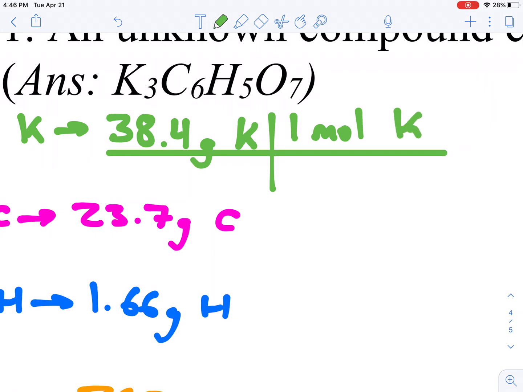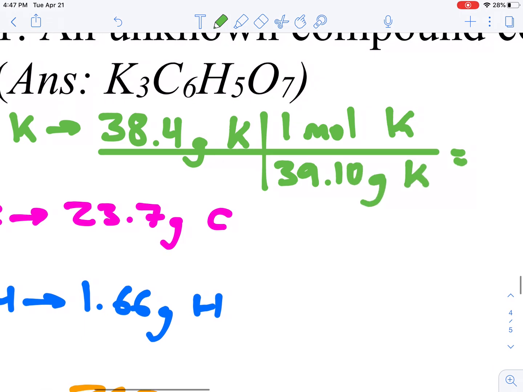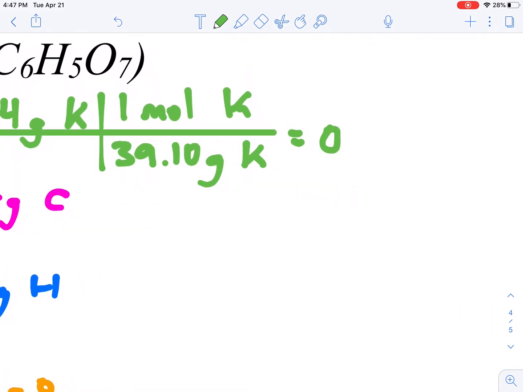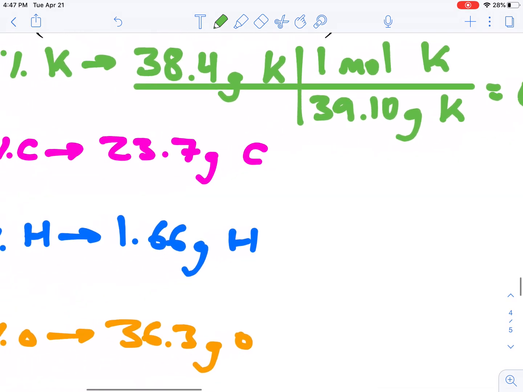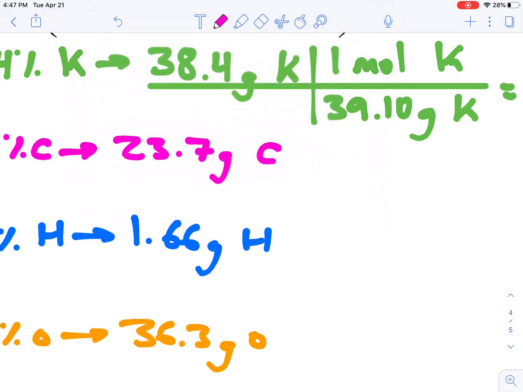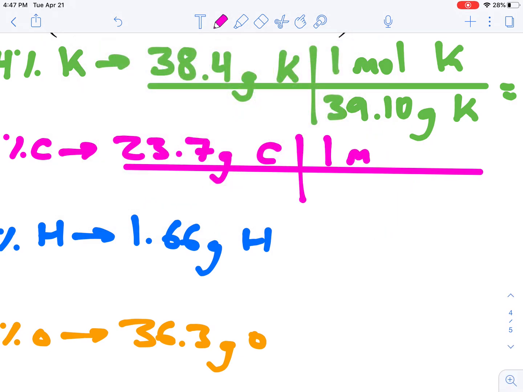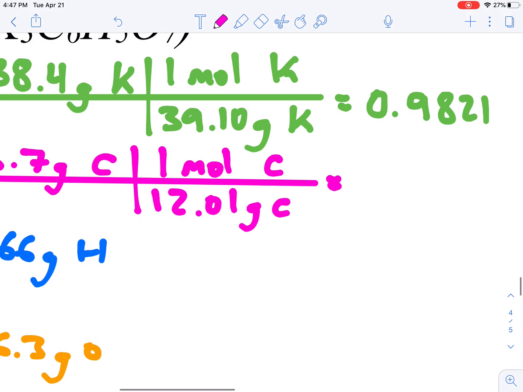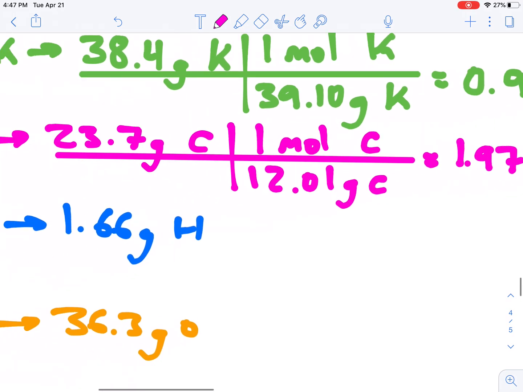So for potassium, the molar mass is 39.10 grams of potassium for every 1 mole. With 4 sig figs, that gives us 0.9821. For carbon, we know that the molar mass of carbon is 12.01 grams for every 1 mole of carbon. And if you do that division, you will get 1.973, again 4 sig figs.